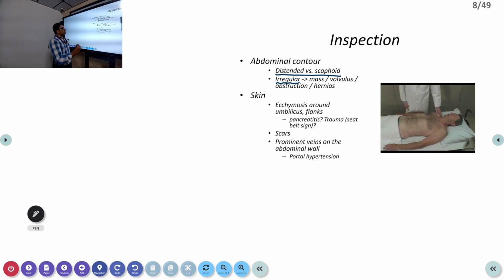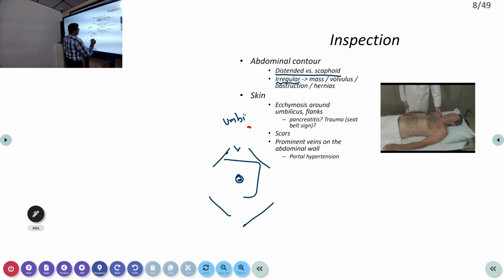The other thing you have to look for is the umbilicus. This is the abdomen, this is the umbilicus. So you look at the umbilicus also. Is it central or is it deviated, and what is the shape of the umbilicus? Usually, in a patient with abdomen masses, or if there is any abdomen distension, if any mass is occupying the abdomen, or if there is any fluid occupying the abdomen, that is called ascites.